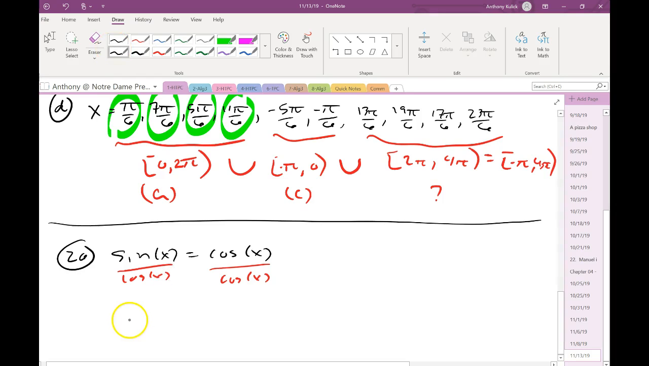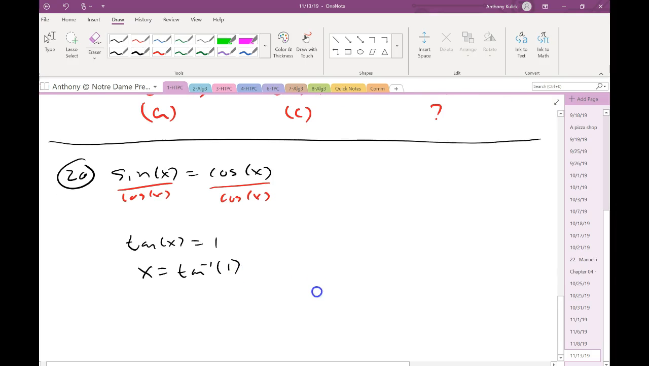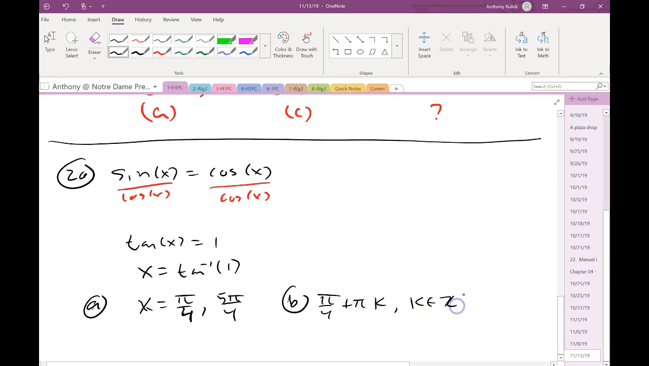And what's sine over cosine? And when I go to my unit circle, that's pi over 4 and 5 pi over 4. So part B is just pi over 4 plus pi k. Remember that I can do that because this is a tangent one. I don't have to do two separate ones. I can just do one of these infinite solutions.